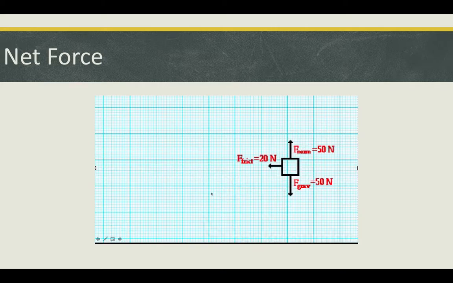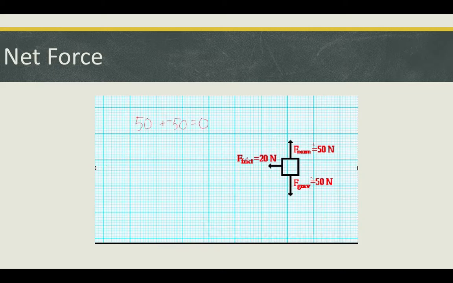Our final example, we've got 3 forces, so this is kind of a special force diagram. Let's go ahead and analyze the forces that are opposite from each other. So the force going up is positive 50 newtons. The force going down is negative 50 newtons. So positive 50 plus negative 50, our net force is equal to 0. So they are balanced, so they cancel out.